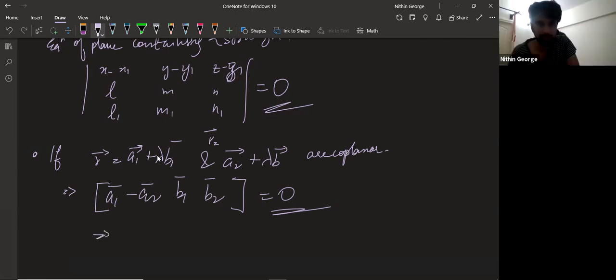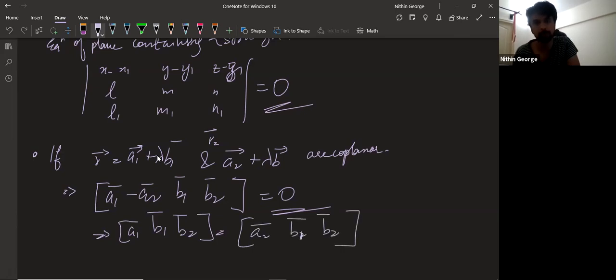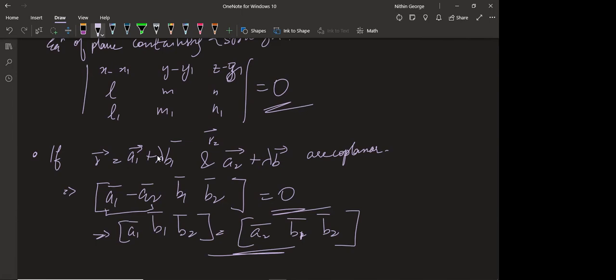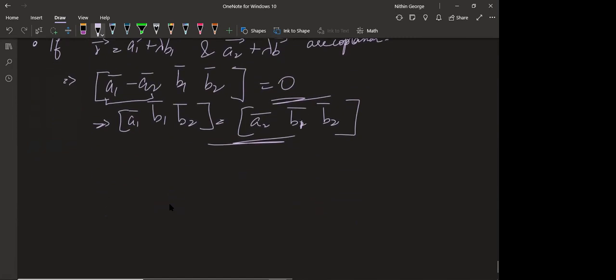Now from this you can say that A1, B1, B2, just different versions of the same thing, equal to A2, B1, B2. I hope you understood what we did here. This was treated just like a determinant. So hence, are you getting this?